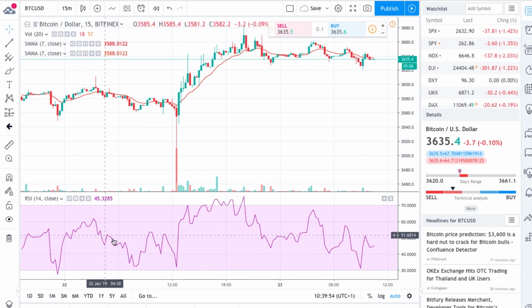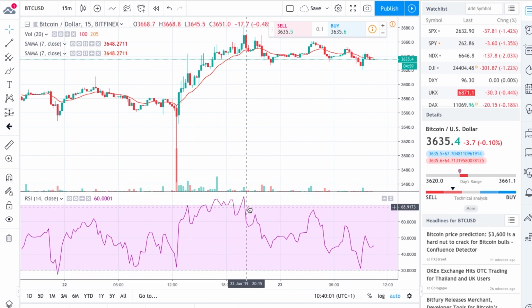The lower side means that the coin is oversold, which could indicate that the price is going to rise. The upper side indicates that the coin is overbought and that the price could decrease. When the wave touches this line, a buy signal is given.